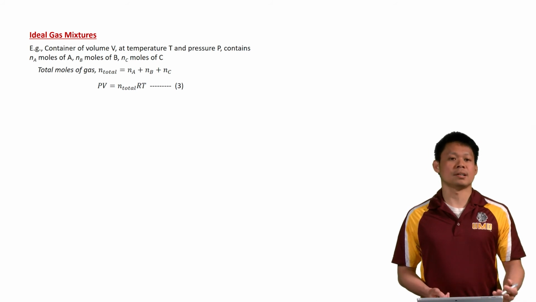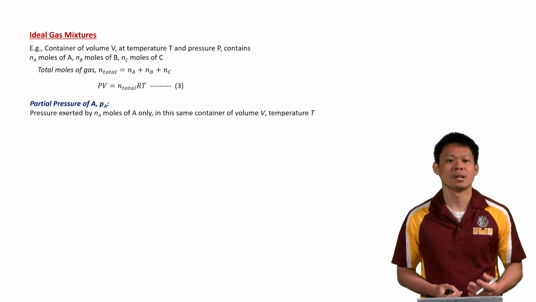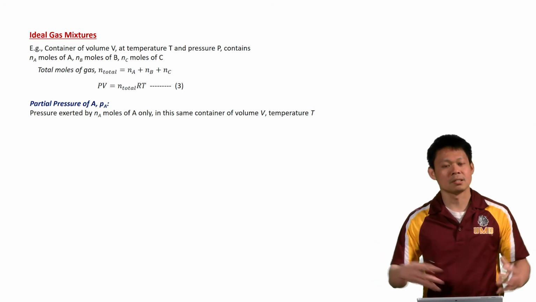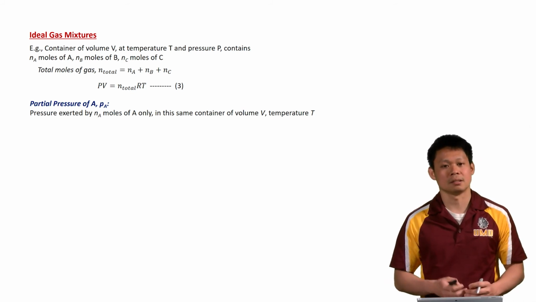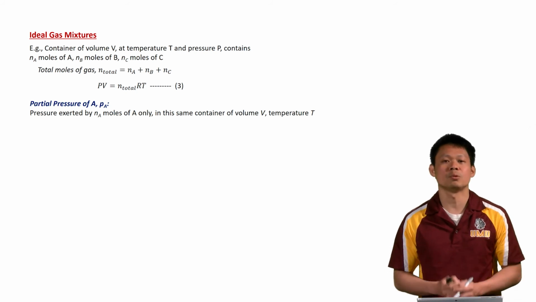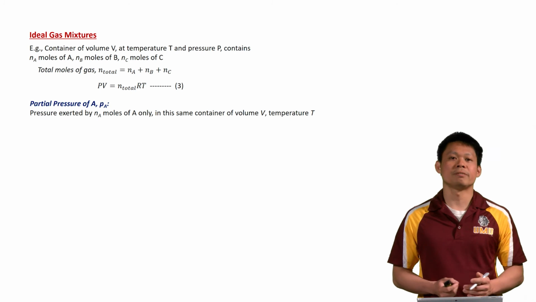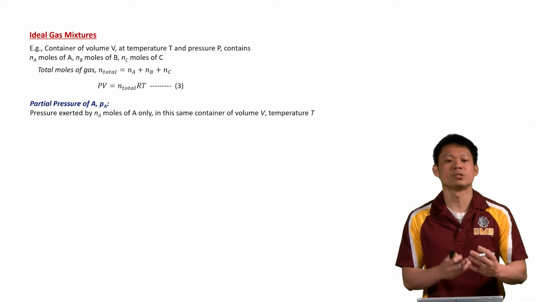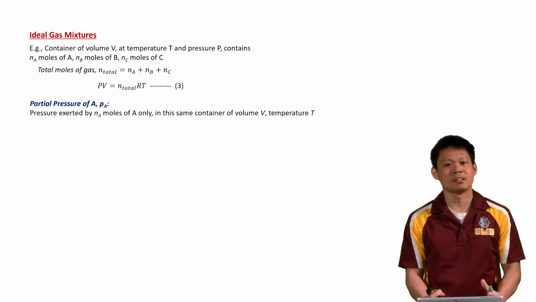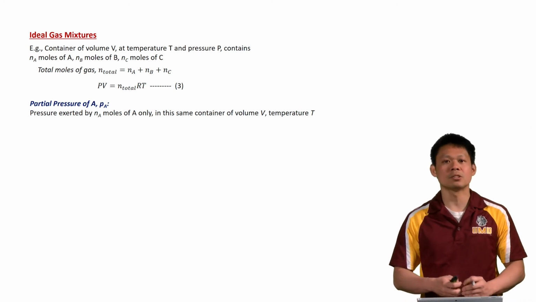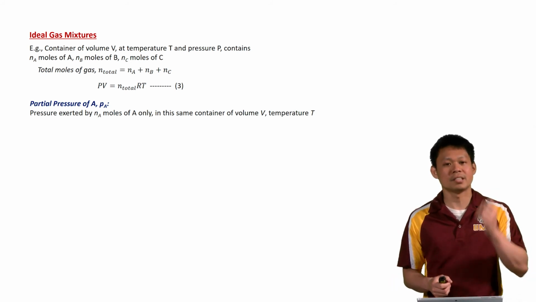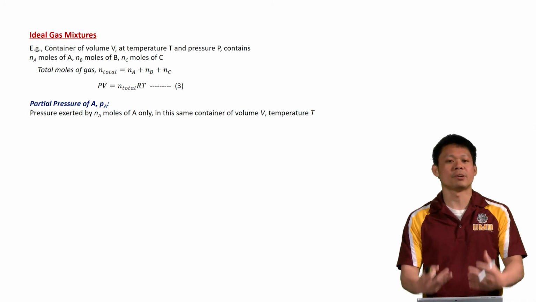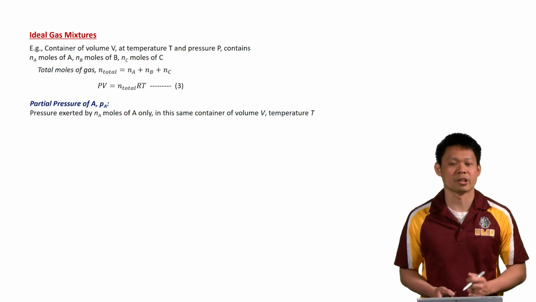Now I'm going to introduce a new concept: the idea of a partial pressure. The nomenclature for partial pressure is small p. Remember, the overall pressure of the system is big P, partial pressure is small p, and then the subscript, as always, is the species we're talking about. So small p sub A would be the partial pressure of A. The partial pressure of A is defined as the pressure exerted by the moles of A only in this very same container of volume V at the same temperature. So do a thought experiment: pretend you can open up this volume, take out every single molecule of B, take out every single molecule of C, close it back up. What is the pressure exerted by A only? That is this idea of a partial pressure.